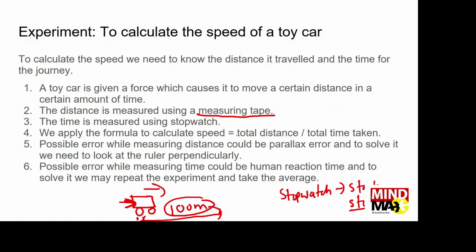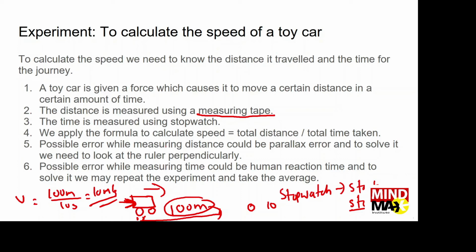Okay, so we measure the total distance, which is 100 meters, and we measure the total time from the stopwatch, from the starting time up to the stopping time. That will give us the average speed of the object, right? So it starts at time 0. Let's say it takes 10 seconds. If we wish to do the math, the distance moved is 100 meters and the time taken is 10 seconds. So 10 meters per second is the average speed of the toy car.